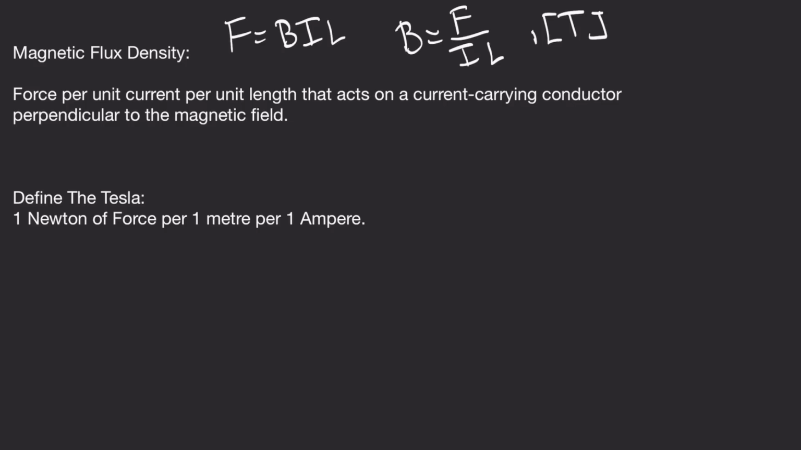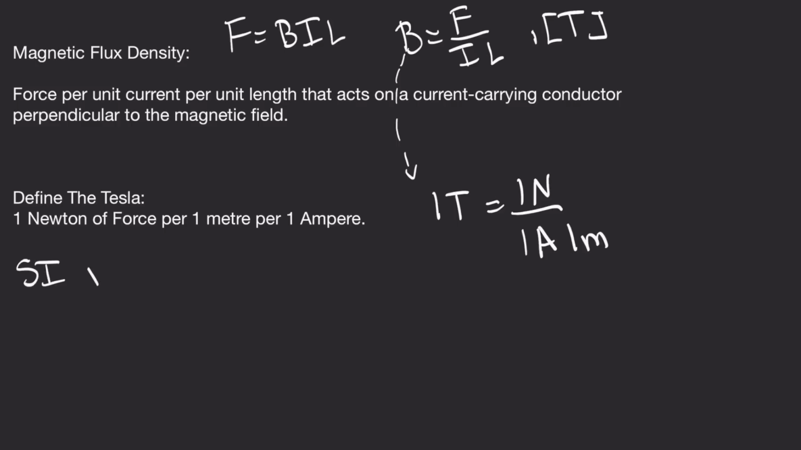And if we have to define the Tesla, then all we need to do is take this equation and plug in ones for all the units. So 1 Tesla will be equivalent to 1 Newton per 1 amp per 1 meter. You can also be asked to express the SI base units of Tesla. Well, how do we do that?